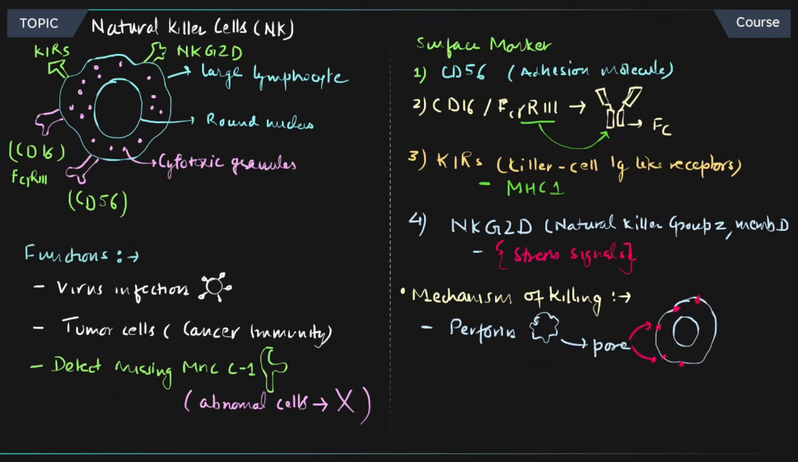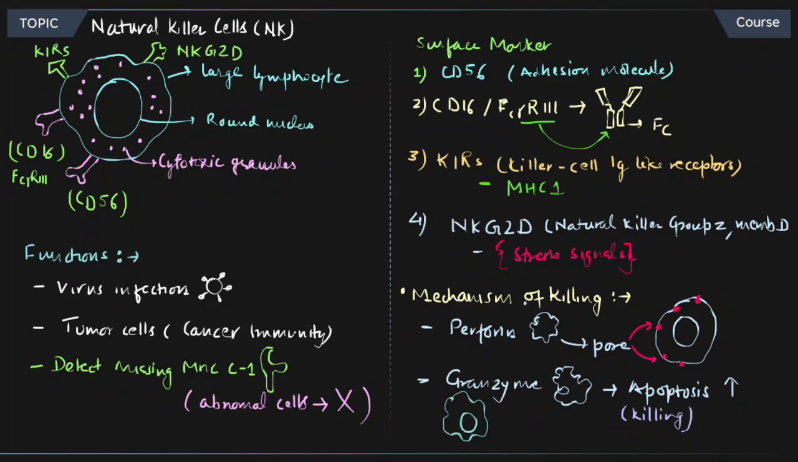Next is granzymes. When pores are created, granzymes can enter inside the cell through these pores, and they trigger apoptosis, which is essentially the killing of the cell, right? That will lead to the killing of the cell. The entire cell basically collapses into smaller vesicles, and it's not messy. It's a very controlled process, but ultimately it leads to the death of the cell. That is a really important function of the natural killer cell. That is why they are also known as natural killer cells, right? These are some of the basic functions.